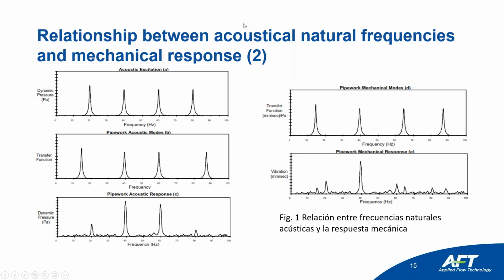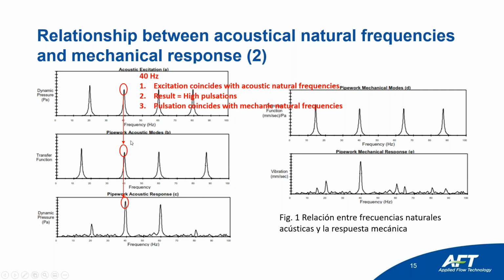So let's talk about 40 hertz. What happens at 40 hertz? Excitation coincides with acoustical natural frequencies. So we see that the excitation here has 40 hertz that also is present in the acoustical natural response of the system. This has the result of high pulsation. And also pulsation coincides with mechanical natural frequencies. So we have a mechanical natural frequency of the system of 40 hertz. Result, high displacement.